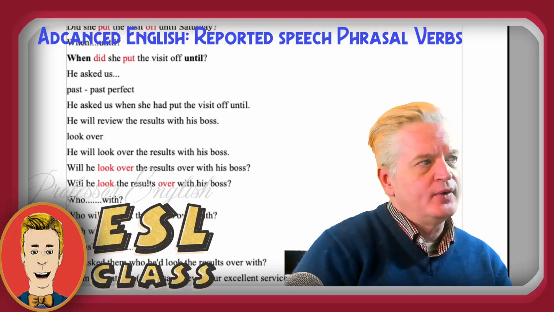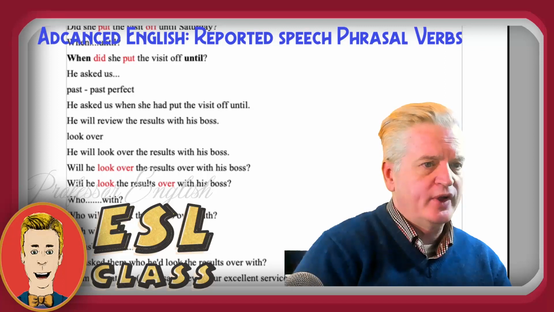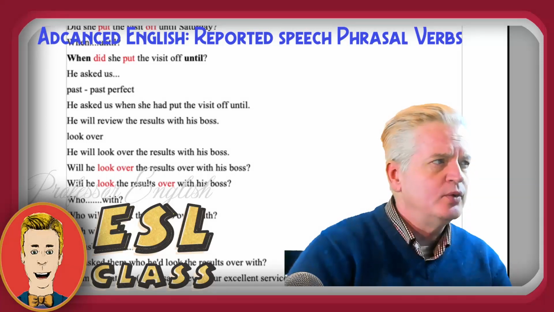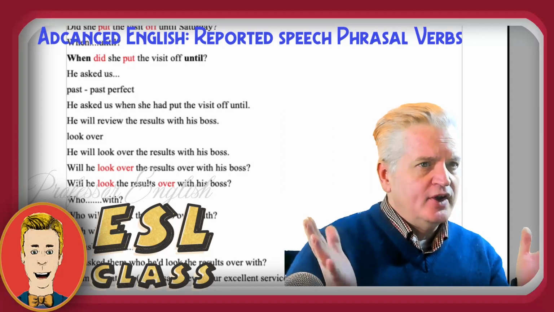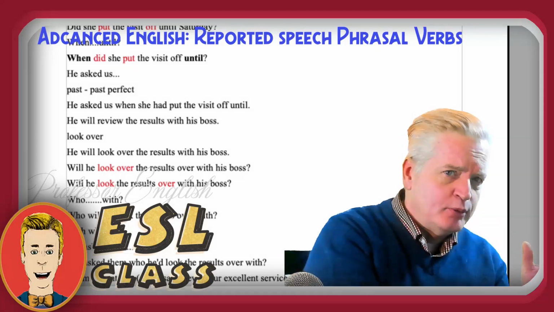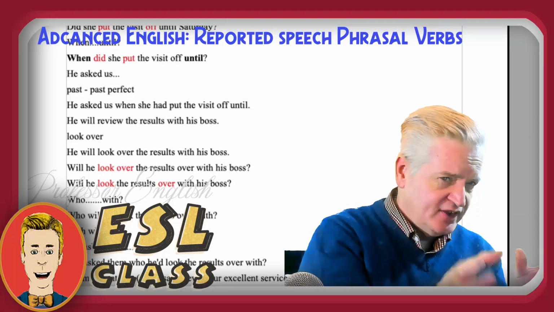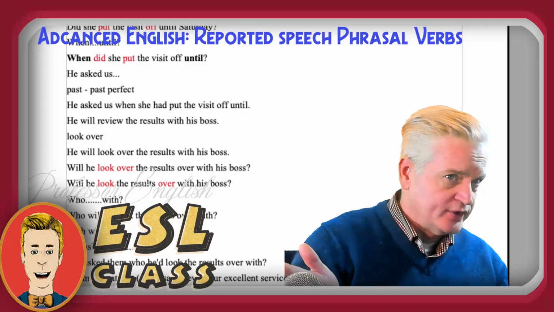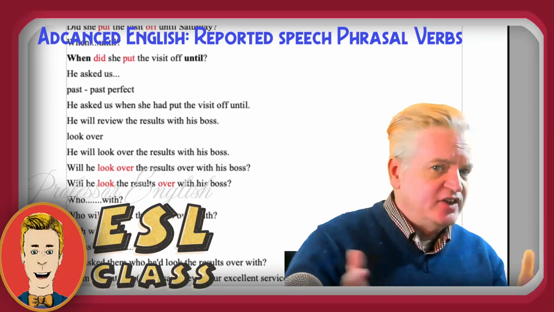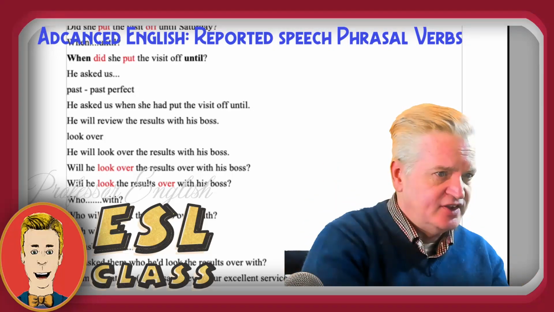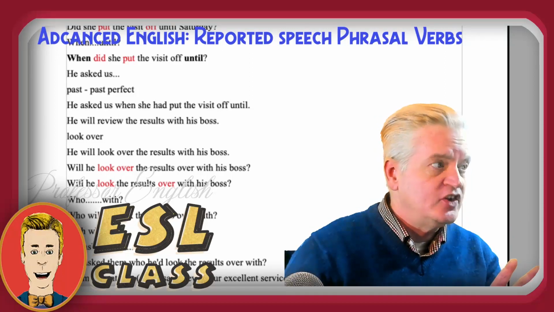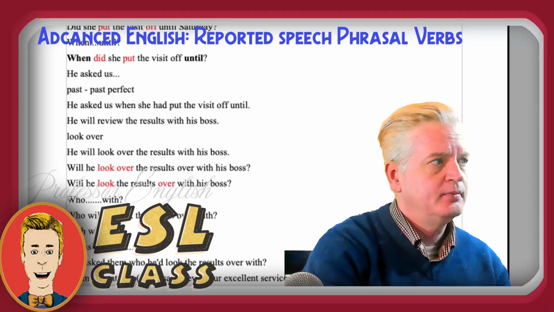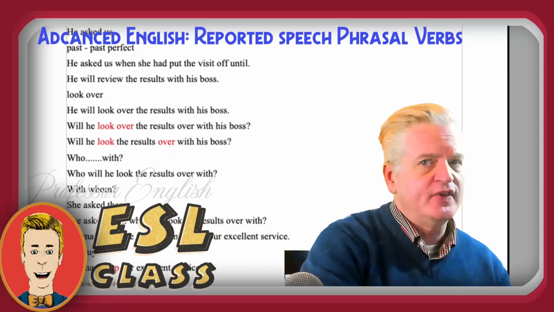So we have, he will look over the results with his boss. Okay, that means examine or review, something like that. And this is a separable phrasal verb. So can you try to take the object and put it inside the verb? How will you do the inside position with he'll look over the results? He'll look the results over. Put the object inside the verb. He'll look the results over with his boss.